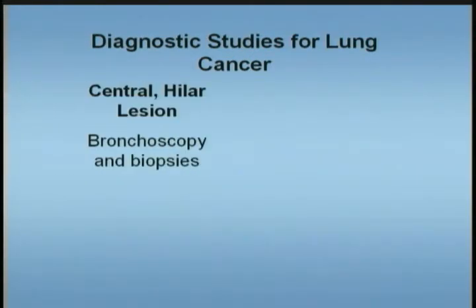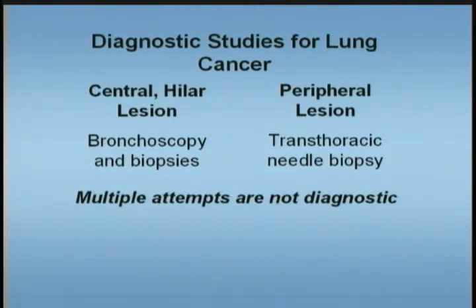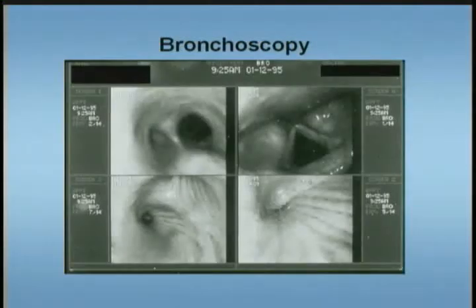What are those diagnostic studies for lung cancer? For a central hilar lesion, bronchoscopy and biopsies. For a peripheral lesion, transthoracic needle biopsy. If multiple attempts are not diagnostic, a thoracotomy or thoracoscopy and wedge resection. Here's an illustration of bronchoscopy done in a patient with lung cancer.